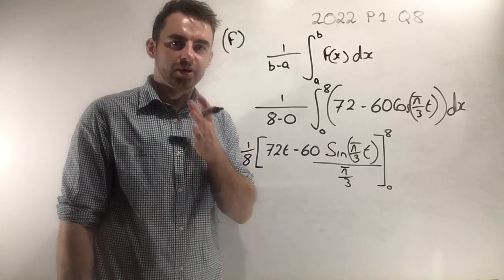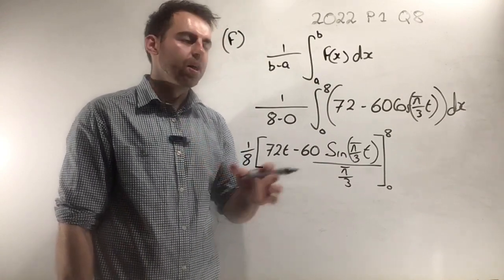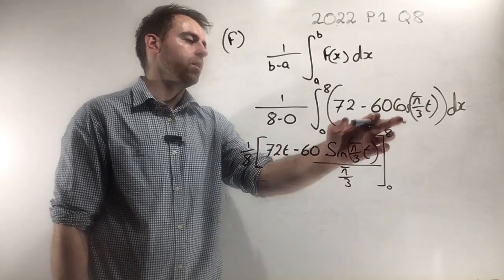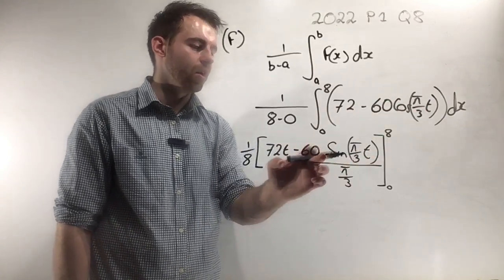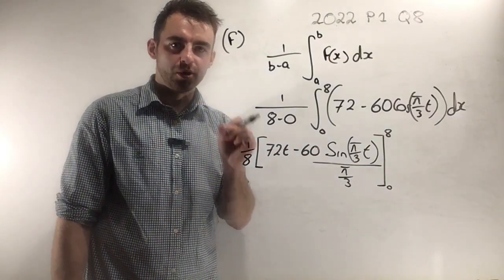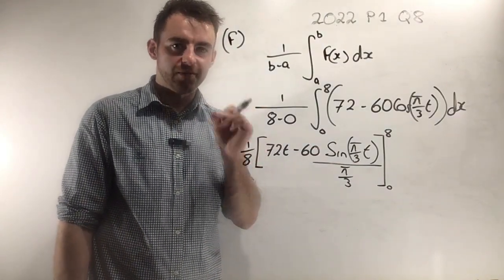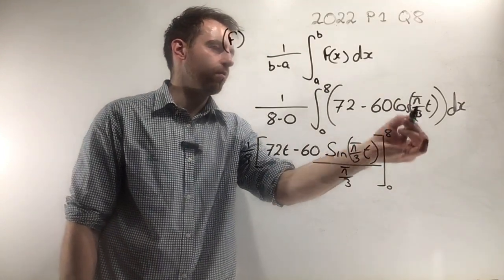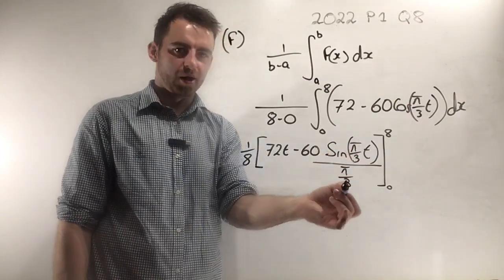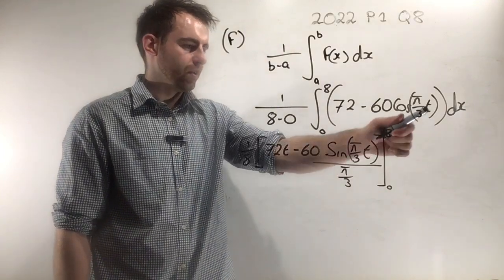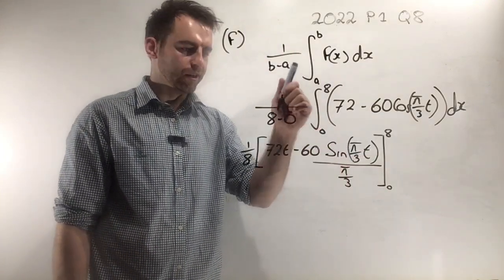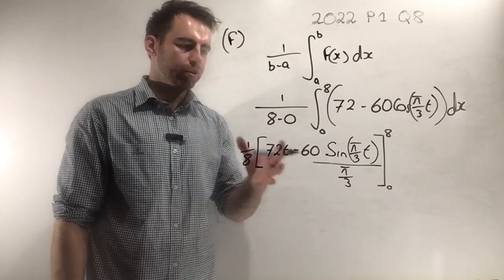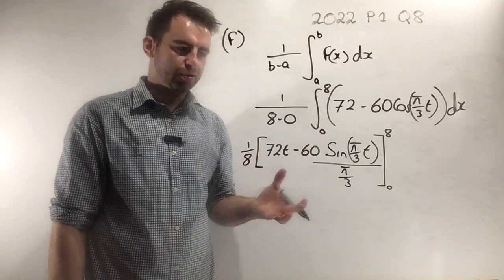But if you look at your integration page in your log tables, it tells you that the cos of an angle becomes the sine of that angle. So cos pi over 3t becomes sine pi over 3t. But don't forget that you have to divide by the derivative of the angle. The derivative of pi over 3t is simply pi over 3. So cos of an angle becomes sine of that angle, but then you divide by the derivative of the angle, so we divide by pi over 3. Once we've done that, the rest of this is relatively straightforward.